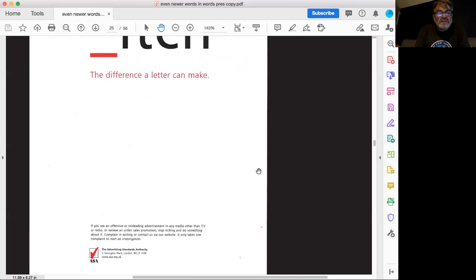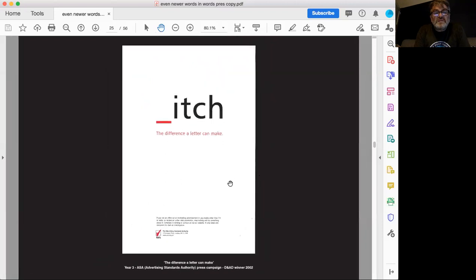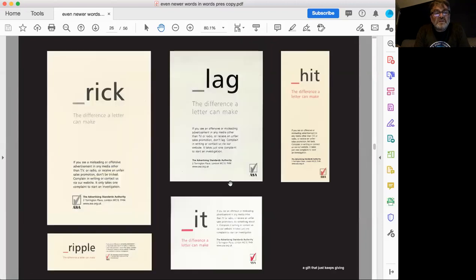It's kind of if you see an offensive or misleading advertising in the media, in any media other than TV or radio, or receive an unfair sales promotion, stop itching and do something about it. Complaining, writing. So the missing letter there was bitch, I think, or prick. So here are some of the ones. They all had one letter missing, and the difference the letter can make. I think it was create a ripple.